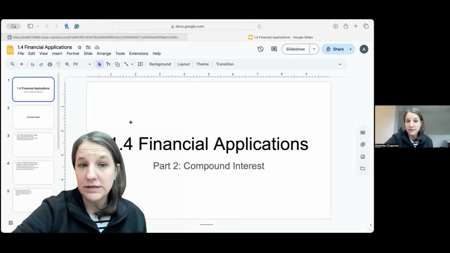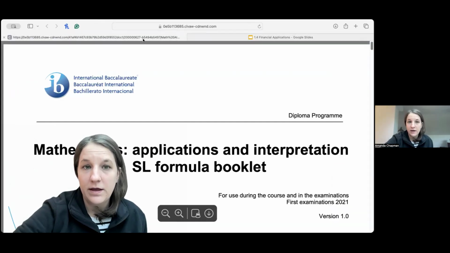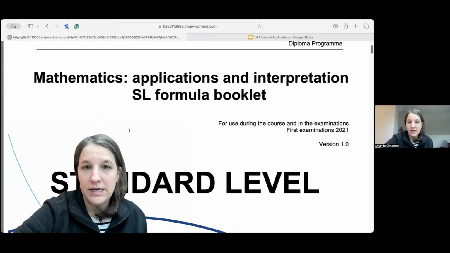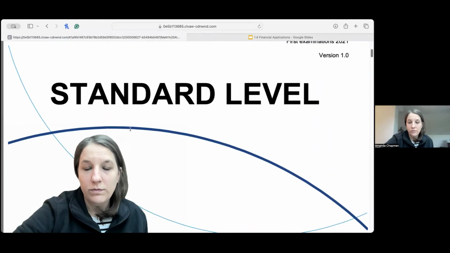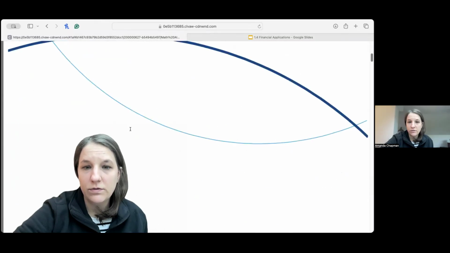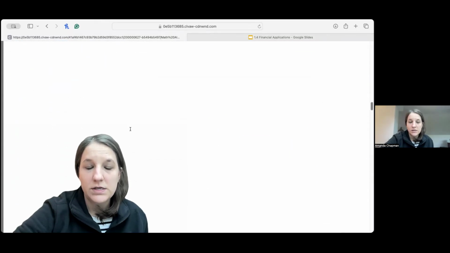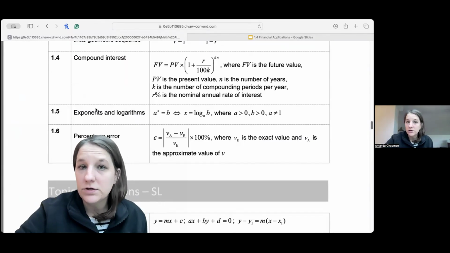So the first thing you're going to do is label this section in your notes 1.4 Financial Applications, and we will get started. And then I want to take you to the formula for compound interest. This is the SL formula book. If we scroll down to 1.4, this is the standard level, but the HL has the same formula, and you can see the formula that I'm supposed to be teaching you. This is the compound interest formula.